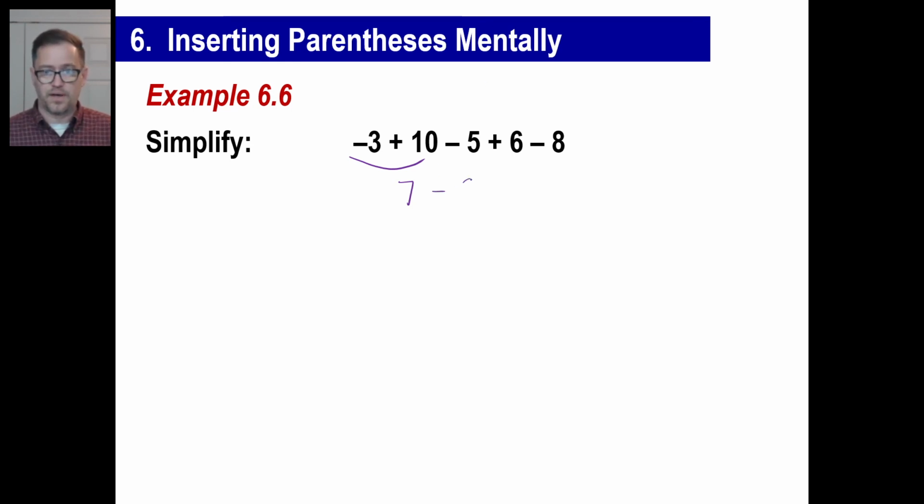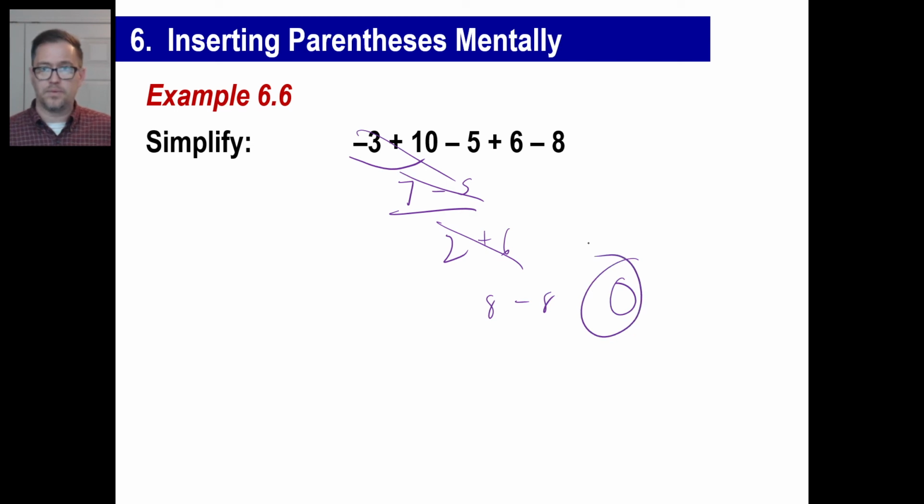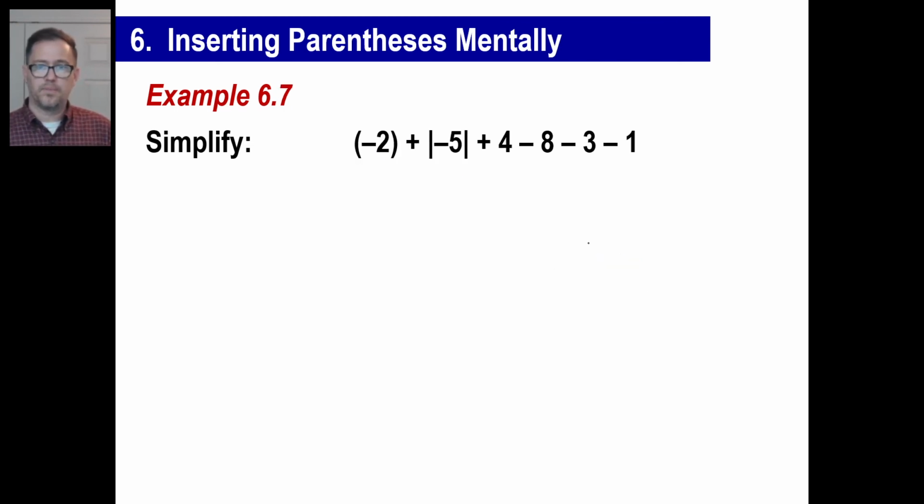Well, 7 minus 5, we all know that. It's 2. Done. 2 plus 6, well, heaven's sakes, we know that's going to be 8. 8 minus 8, that's 0. There we go. That was an easy one. Okay? All right. Try this one.